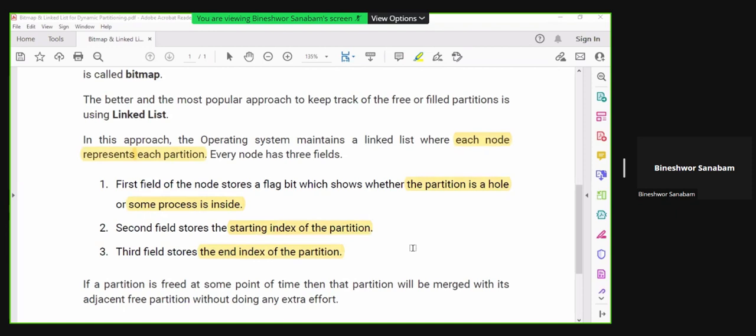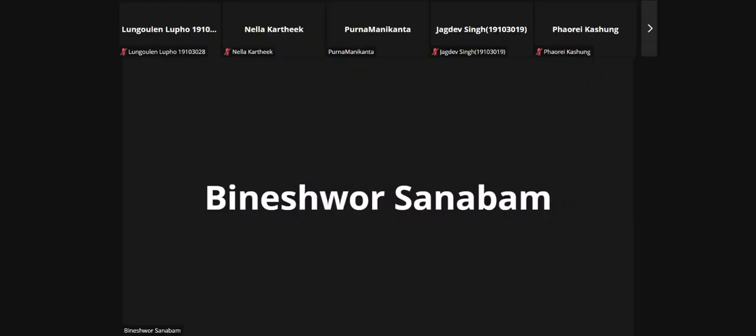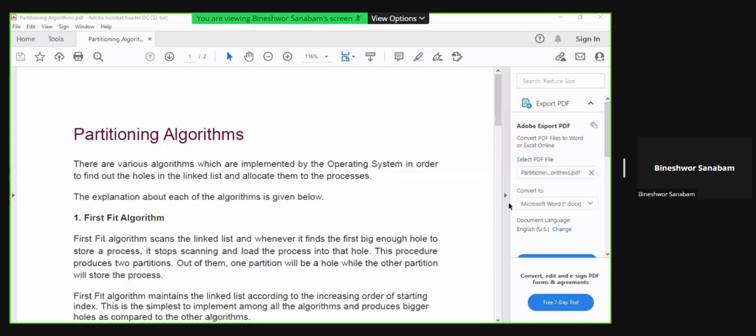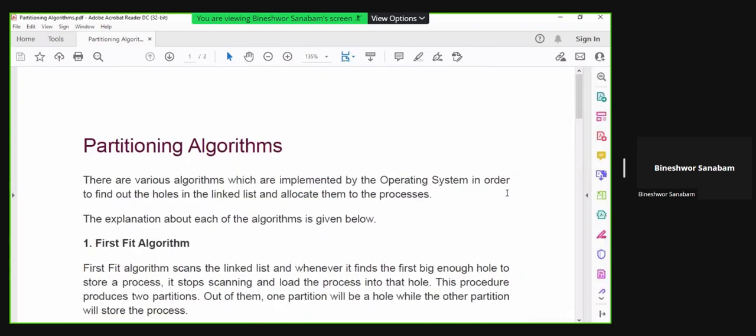So first we discussed defragmentation, then we covered these two data structures, bitmap and linked list. Now we will come to how the partition algorithms work. We have a few types of algorithms. Here are a few partition algorithms.